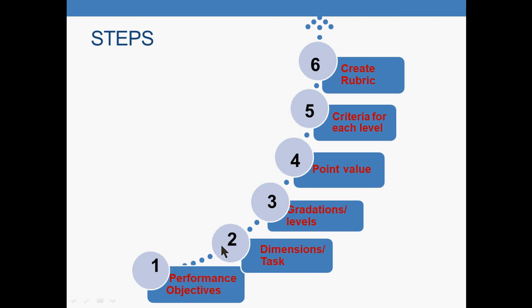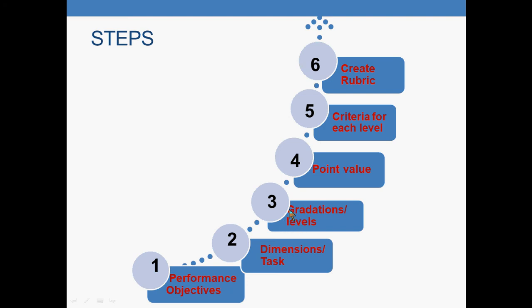Second, we have the dimensions and the task. We need to identify the dimensions for story writing. What could be the possible dimensions? Give a thought to this. Spend few seconds. What could be the possible things that we need to assess in the task of story writing? I will give the example in the next slide. Now, dimensions are specific tasks that requires cognitive competencies.